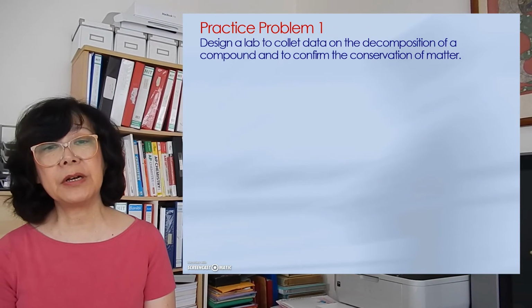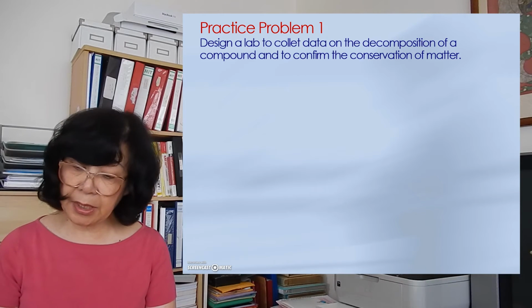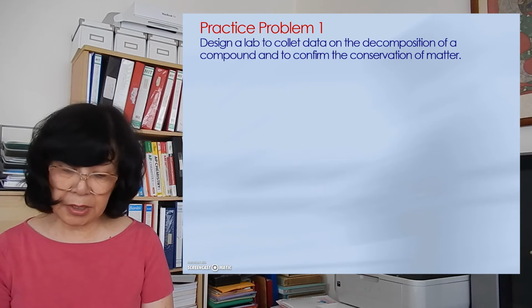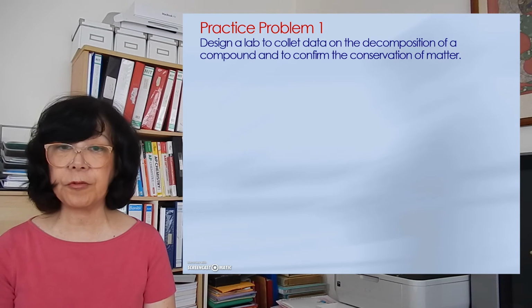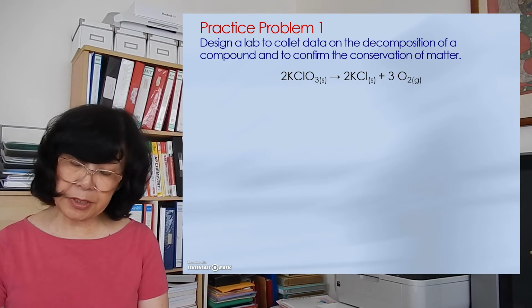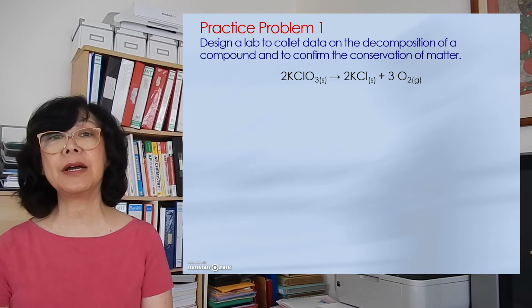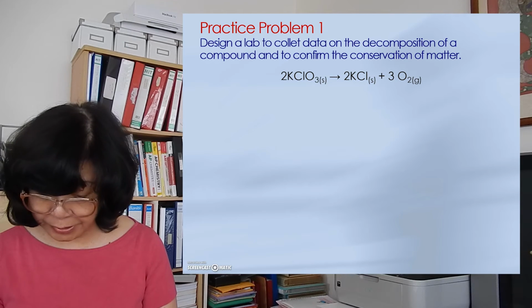Okay, here we have a problem involving designing of an experiment. Design a lab to collect data on the decomposition of a compound and to confirm the conservation of matter. So this involves the decomposition of potassium chlorate into potassium chloride and generating oxygen gas.